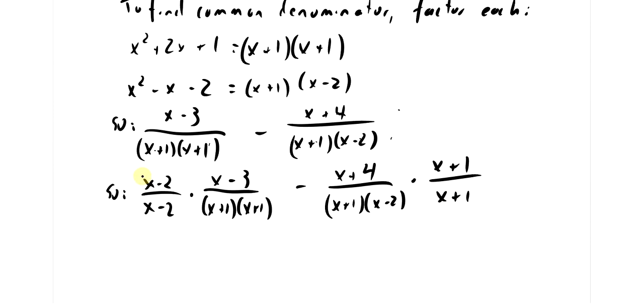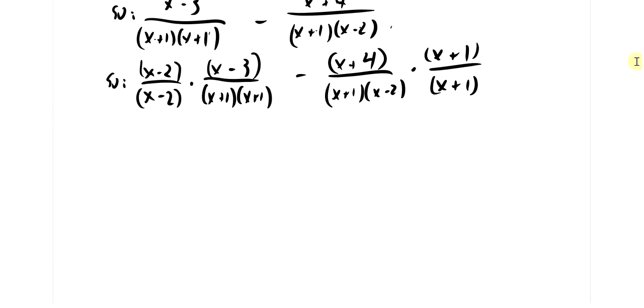Great. So I now just need to multiply everything out. I'm going to put lots of parentheses in here so that when I distribute, I know what gets multiplied by what. Great. So when we multiply that out, what do we get? We get a denominator x minus 2 times x plus 1 times x plus 1. And what do we have in the top? Well, here we have x minus 2 times x minus 3.